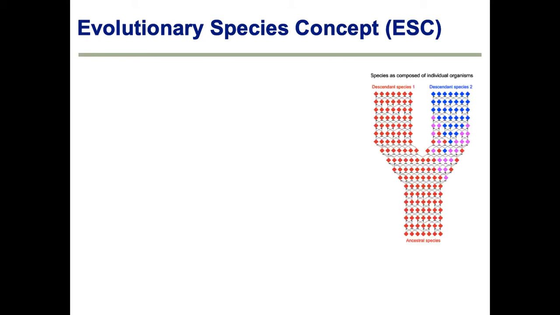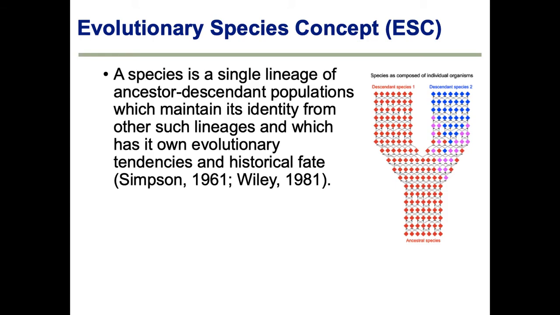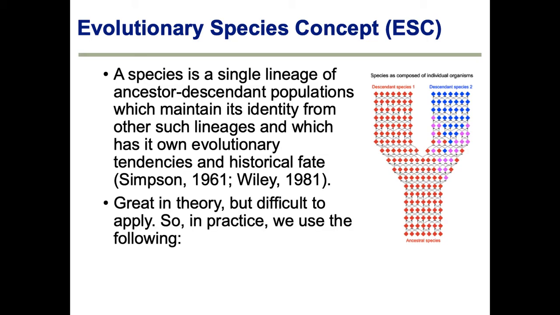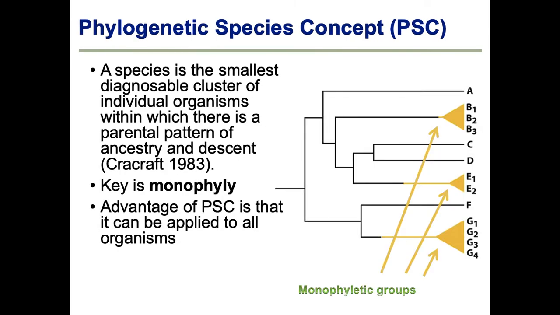The last species concept is one that a lot of people think is the best species concept. It's called the Evolutionary Species Concept, and the idea is that a species is a single lineage of ancestor-descendant populations. Basically, if it's been a very long time since there's been any gene flow between two groups, then we should consider them to be separate species. And so the only way to do this is to use genetics.